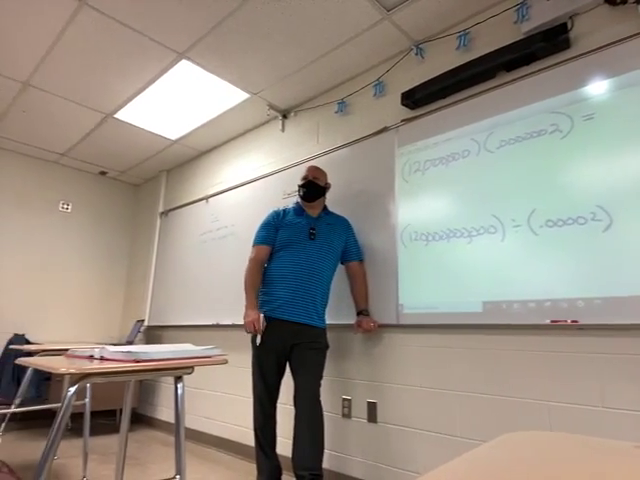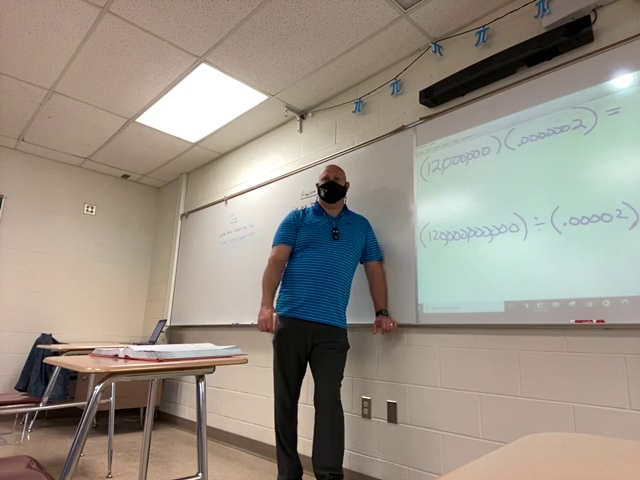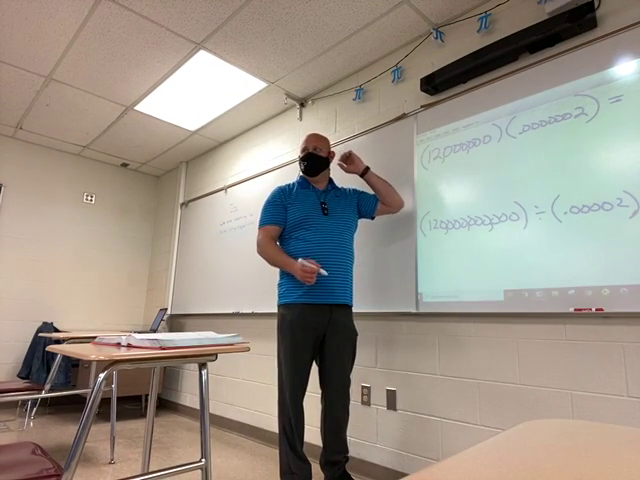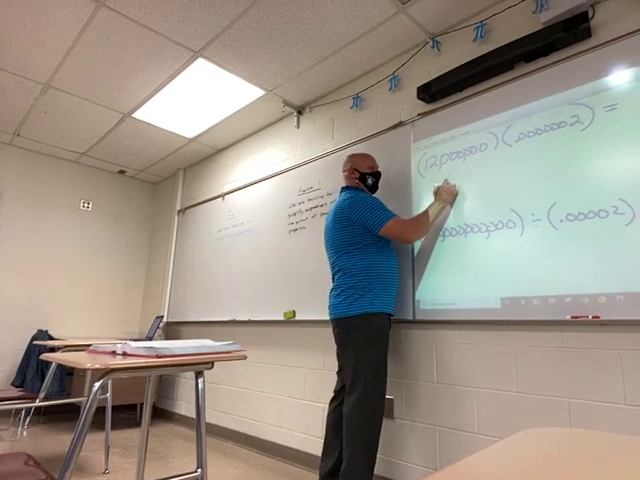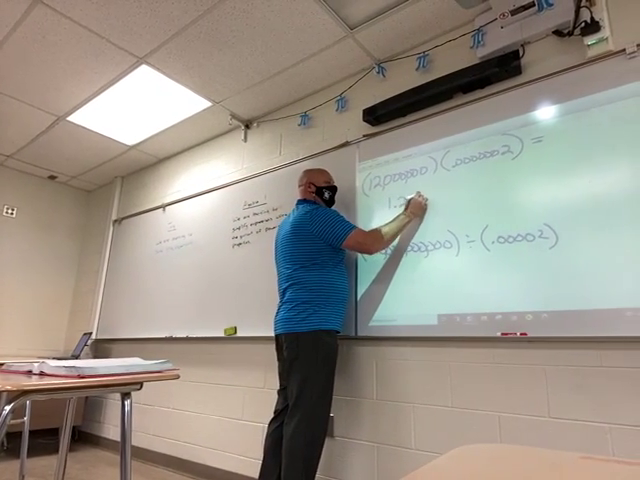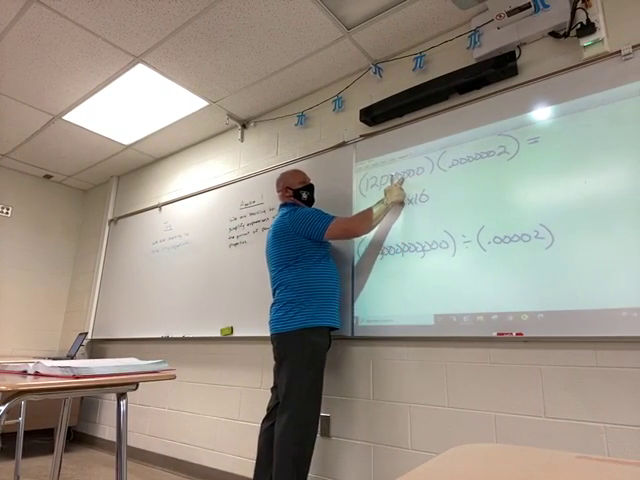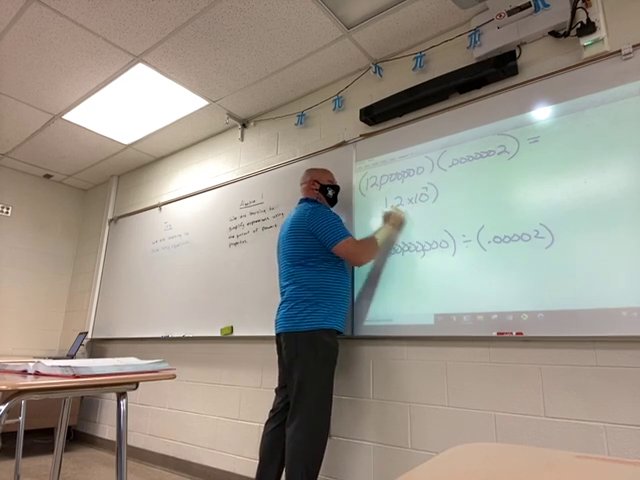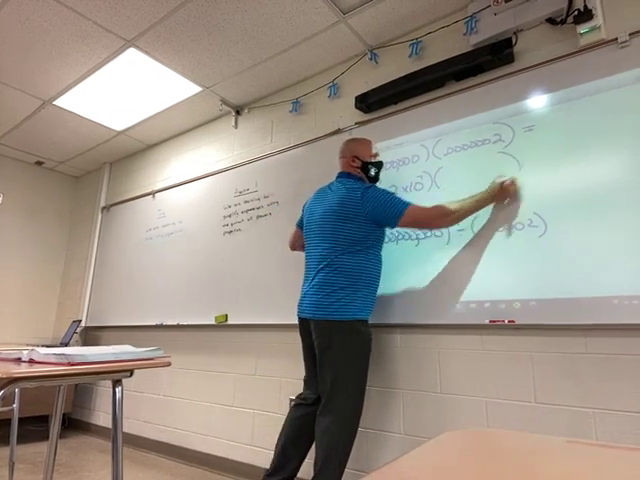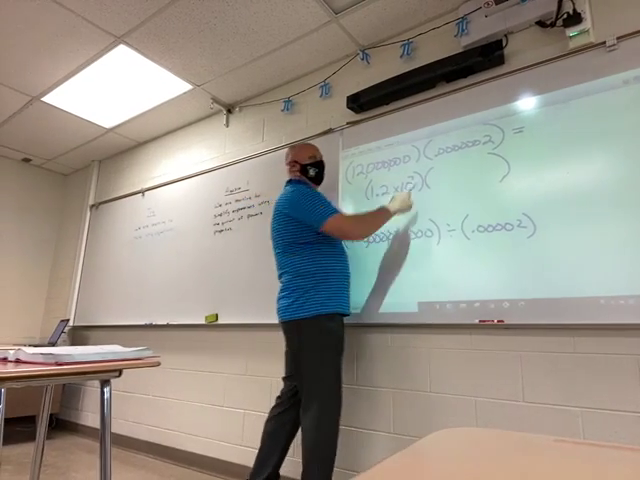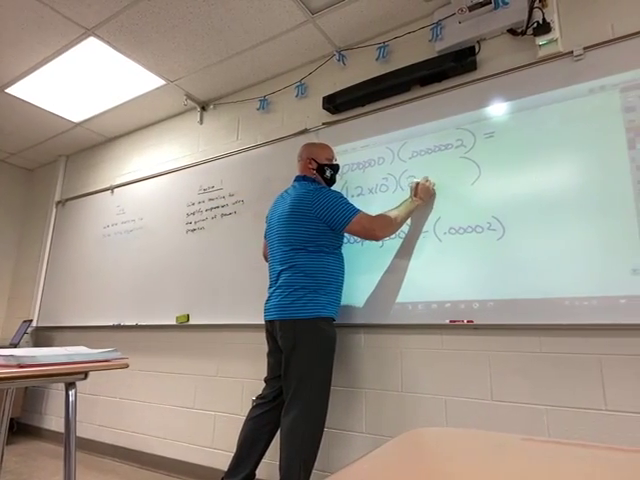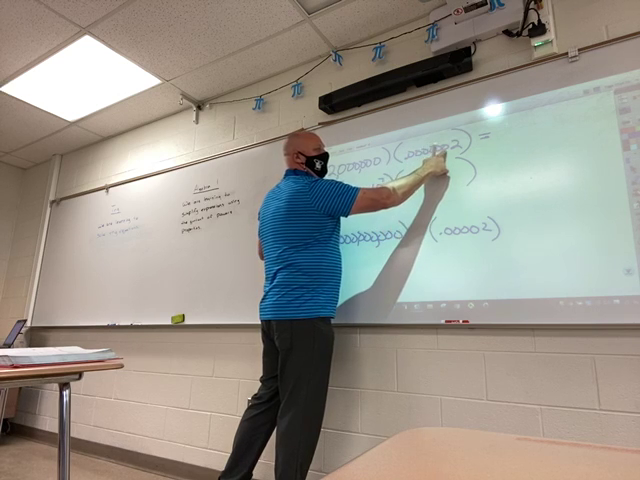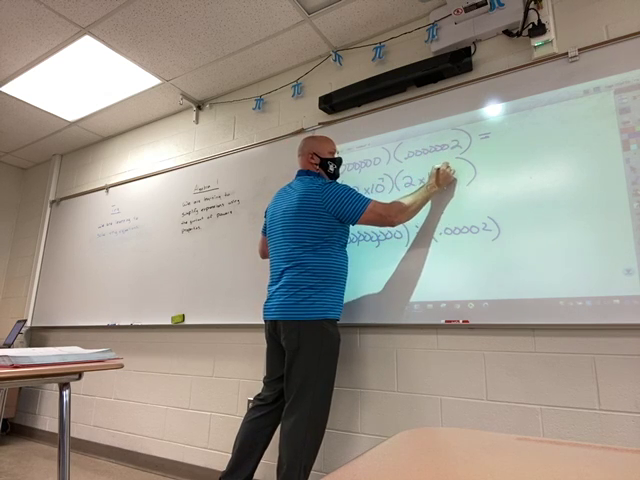What do you do with both of these? Scientific notation. What's this number in scientific notation? Where do you want the decimal? Between the 1 and the 2. Times 10 to the 3, 6, 7. Times, where would I want the decimal here? Behind the 2. Which would be 1, 2, 3, 4, 5, 6, 7.